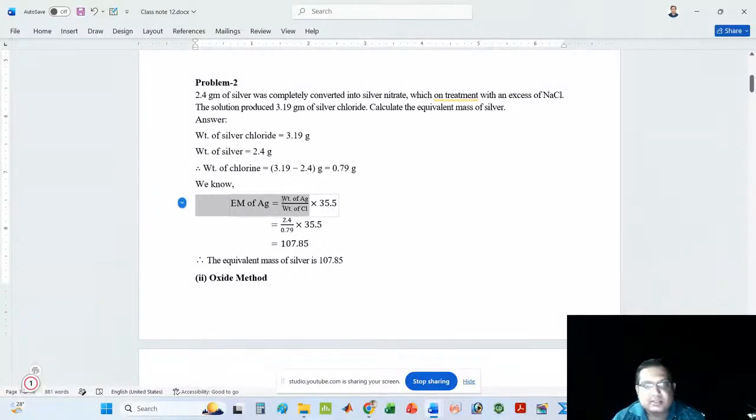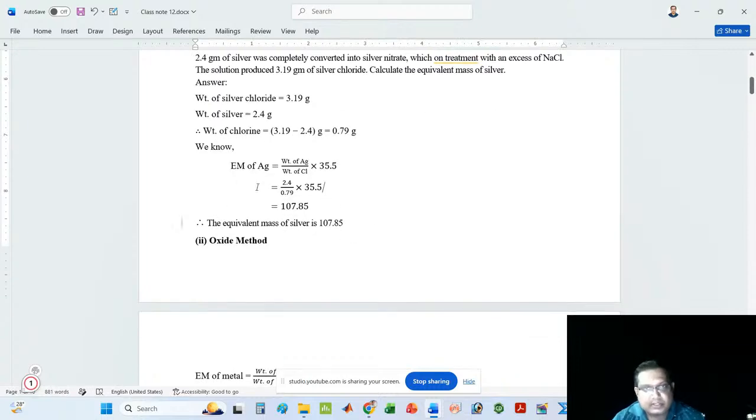Equivalent mass of silver is equal to weight of silver divided by weight of chlorine into 35.5. Here the weight of silver is 2.4 and the weight of chlorine is 0.79. So I can write equivalent mass of silver is equal to 2.4 divided by 0.79 into 35.5.